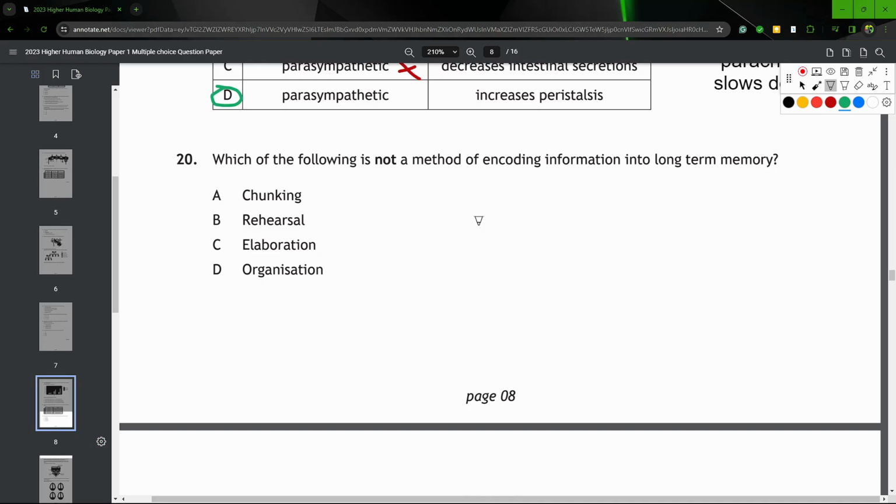Number 20. Which of the following is not, keyword not there, a method of encoding information into long-term memory? Okay, well, encoding, remember, that just means storing information into long-term memory. And if you've done your studying of encoding information into long-term memory, you actually recognize these three words, because those are the three techniques for improving encoding into long-term memory.